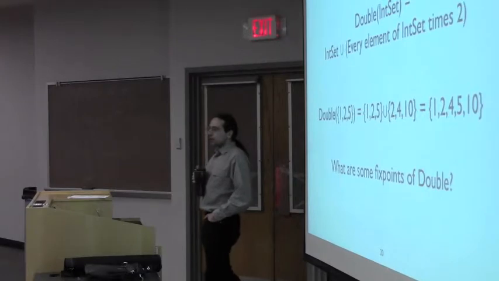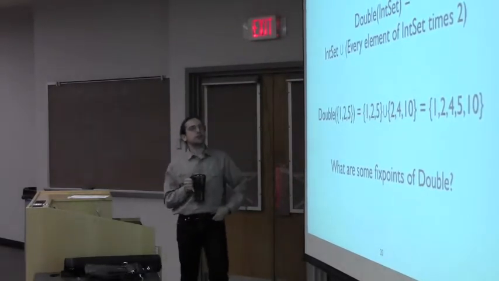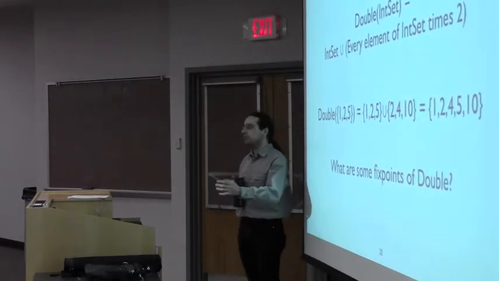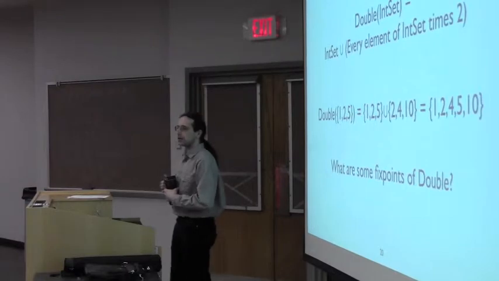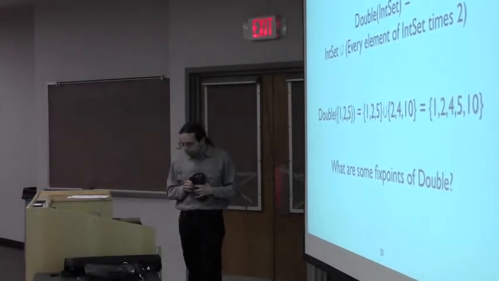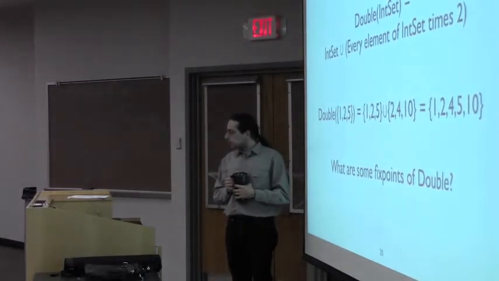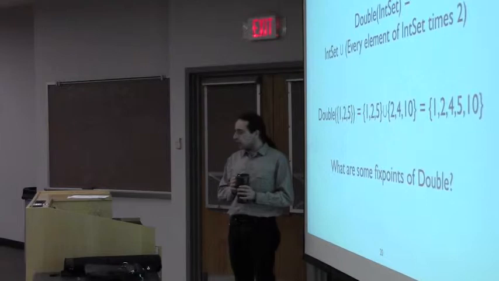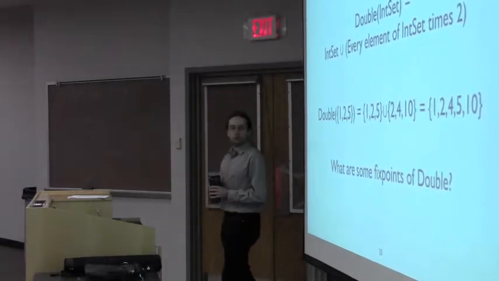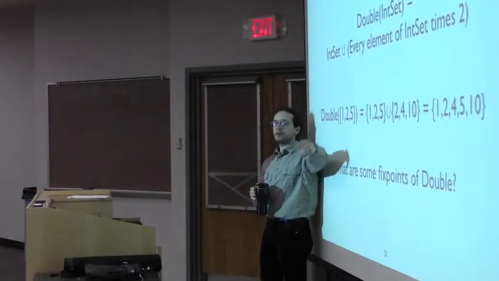Let's say we started off with only even numbers. In fact, let's say we started off with 2, just the input 2. What would the fixed point that we reach be? The set of all even numbers, exactly. Would the set of all integers be a reasonable fixed point? Well, what if we started with the set of all integers as input?